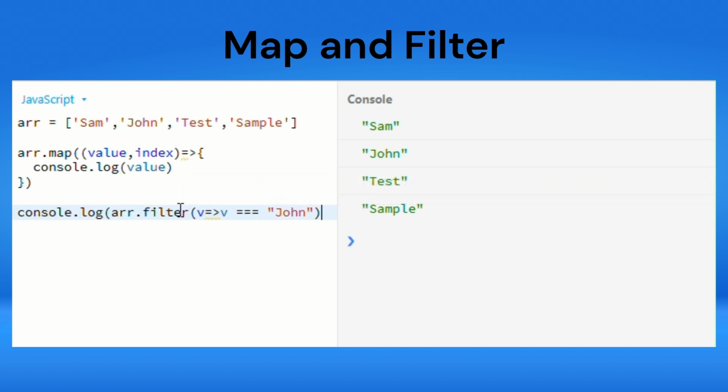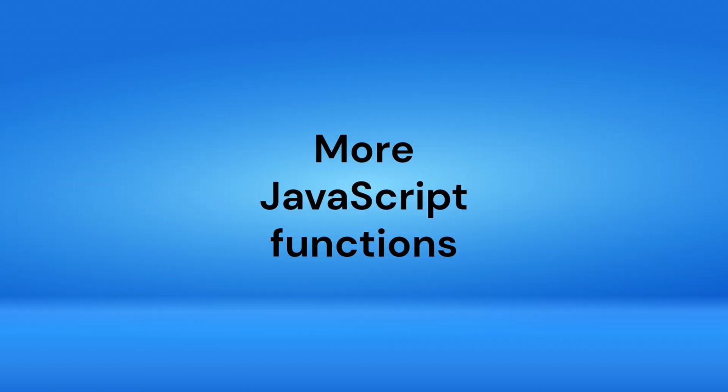Now you can observe the output for both map and filter. Map is iterating through elements, where filter is extracting when the given condition is true. For 4 more JavaScript functions, I am adding a URL with deep explanation in description. Please find it in the description.